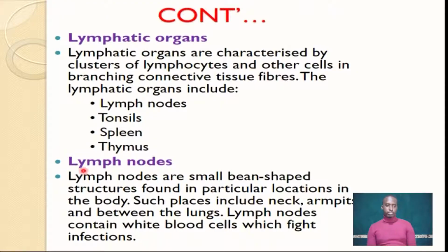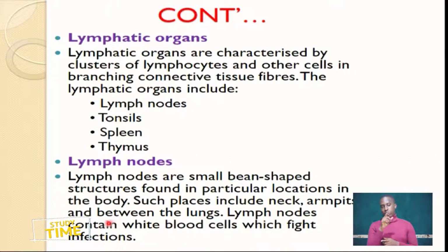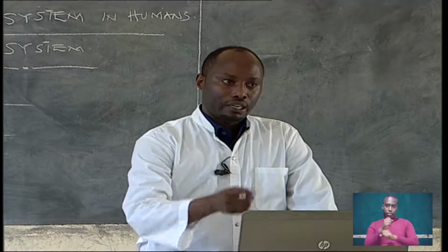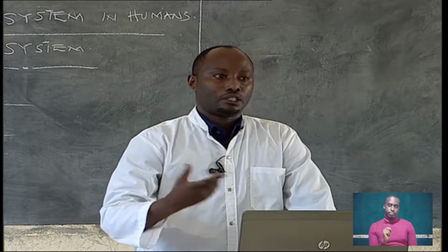So I said the lymph nodes are small bean-shaped structures found in particular locations in the body, including the neck. They are found in the neck, in the armpits, and even between the lungs. Lymph nodes contain white blood cells which fight infections. As I mentioned earlier, they are responsible for fighting the infections in our body. They act as body soldiers.